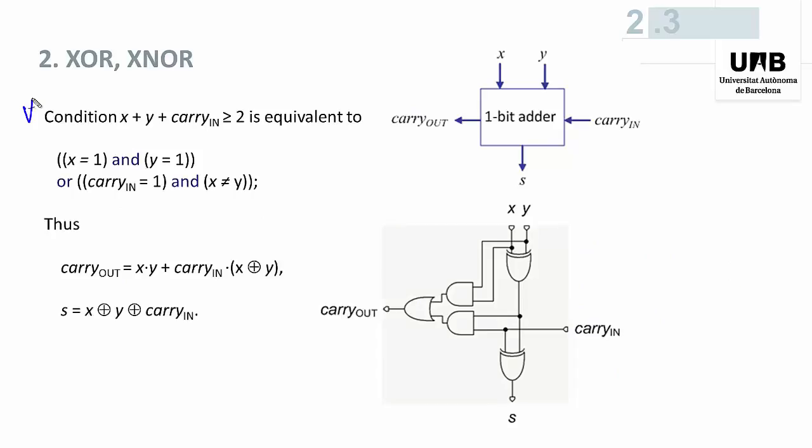What about the condition x plus y plus carry in greater than or equal to 2? It can be expressed as follows. If x and y are equal and both equal to 1, then the condition surely holds true, because the sum is already, without the carry in, equal to 2. If x and y are equal but both equal to 0, then the condition doesn't hold true, whatever the value of the input carry.